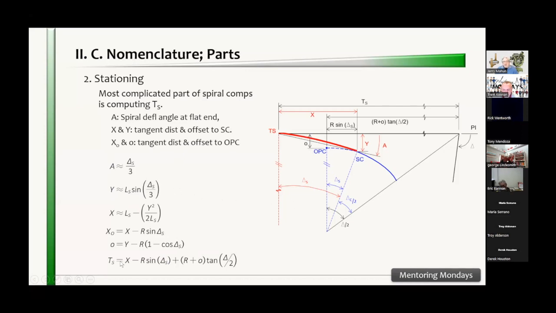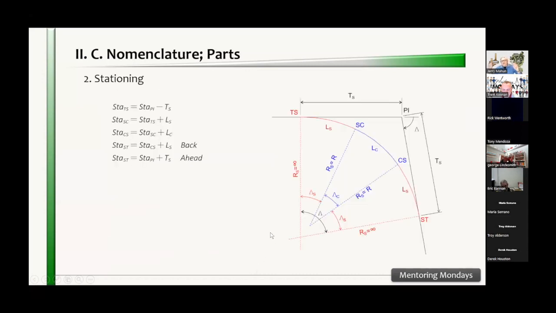Now, the stationing on a spiraled horizontal curve is going to be the PI station minus the TS to get the TS, plus the length of the spiral to get the spiral to curve, plus the length of the curve to get the curve to spiral, plus the length of the spiral to get the ST, and that's the ST back. The ST ahead is equal to the PI station plus the spiral tangent over here. Okay? Just an additional calculation in there that we've had before.